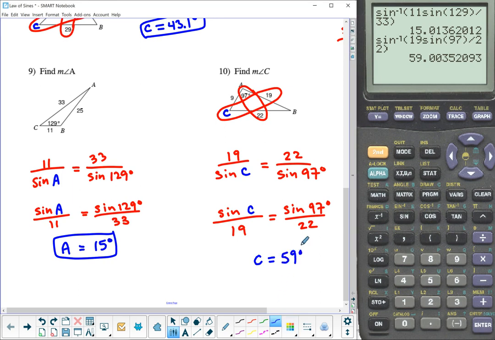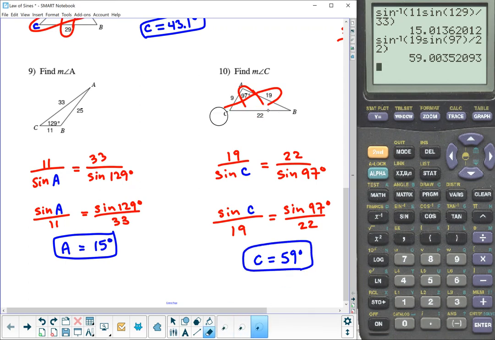And we can double check that. It's not drawn to scale, but we're asking, could angle C possibly be 59 degrees? Yeah, if angle A is 97 and C looks like it's a little bit less than 90 degrees. So that's probably it.